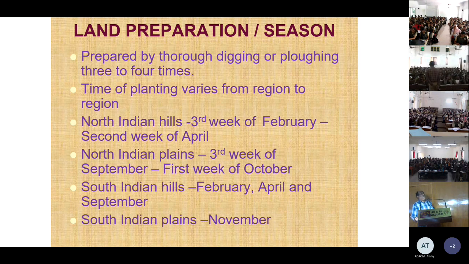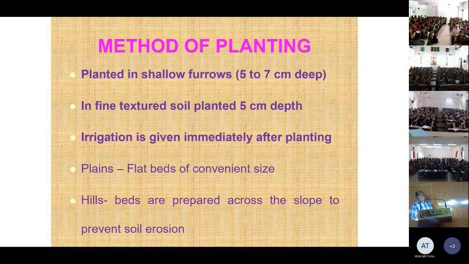The season of planting in North Indian hills is third week of February and the second week of April, whereas in the North Indian plains, third week of September to first week of October. In South India, in the hills, February, April and September is the ideal season, whereas in plains during winter, that is November. Next.